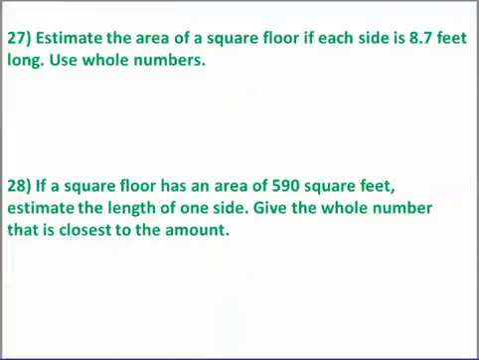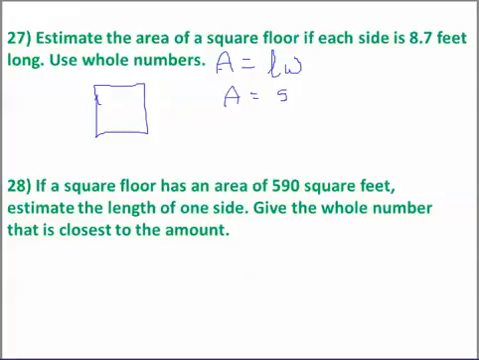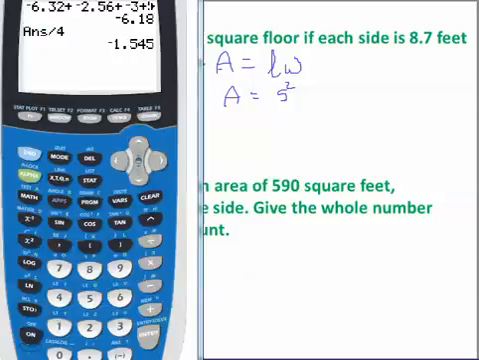Estimate the area of a square floor if each side is 8.7. I hope that you know that the area of a square floor is the length times the width. When it's square and the length and the width are the same, we often say the area is the side squared because that's the same as side times side, right? Well, they're telling us that this one is 8.7. So if I want to estimate the area, I need to say 8.7 times 8.7, which I will do on my handy dandy trusty nifty calculator. I could also use my squared button, by the way.